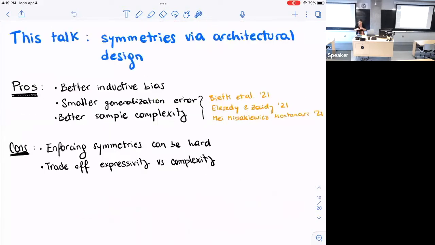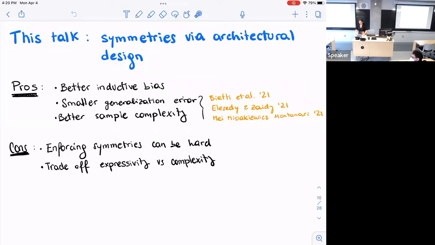Okay, great. So why do I care about the symmetries? I'll have a slide later in this talk explaining how we can show that implementing the symmetry will give you a smaller generalization error and better sample complexity. So you need fewer samples to learn the same thing, just because the class of functions is restricted, and it gives you the right inductive bias in some cases if you know that the symmetry needs to be preserved.